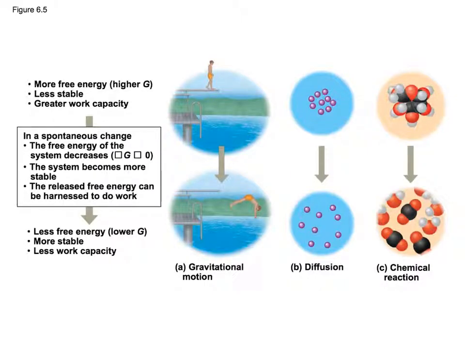All right, so here's an example of a system. What's happening here in this situation? What's happening to the order of the system? The order of the system is decreasing. What's happening to the entropy? It's increasing. The randomness of the system is increasing. And overall, that results in a lower free energy.